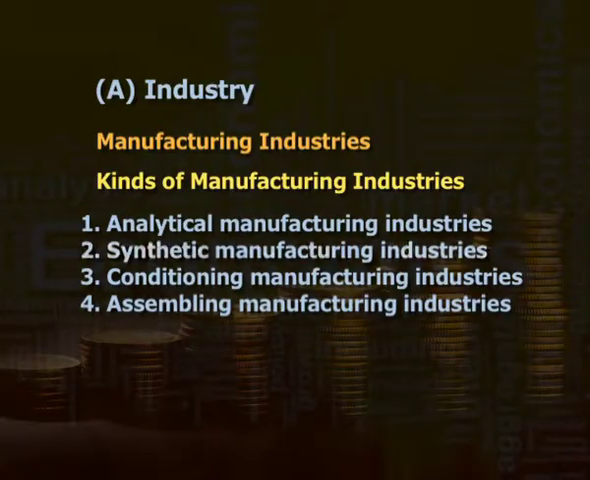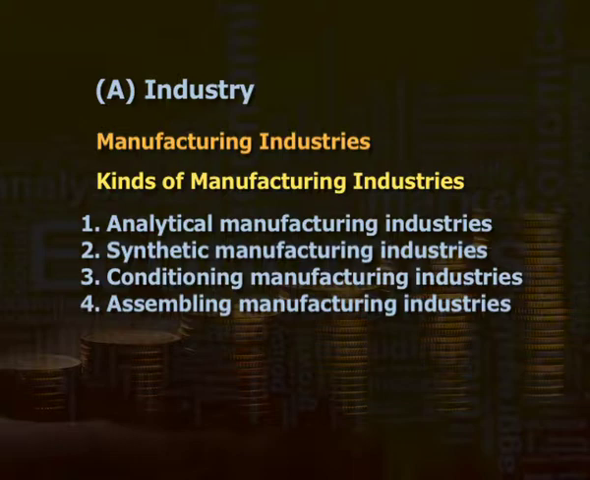Second is synthetic manufacturing industry. A synthetic process puts two or more raw materials together to form one finished product, for example, soap making industry. Third is conditioning manufacturing industries. A conditioning process involves such procedures as rolling, bending, drawing, forging, molding, aging, etc.